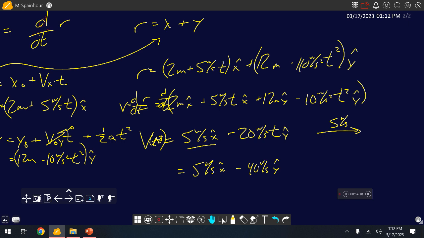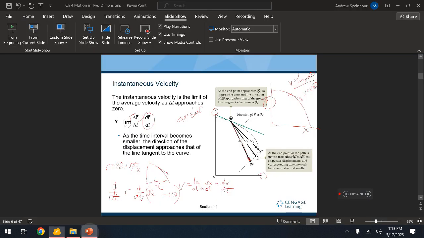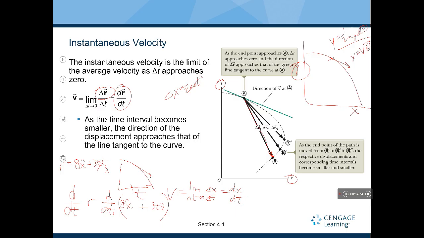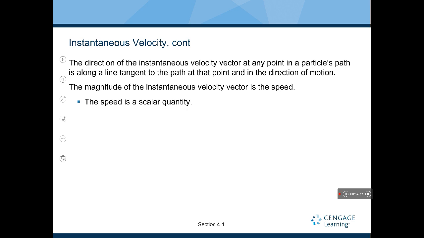And if I really wanted to find the polar form of this, what would I do with these two? Pythagorean theorem and inverse tangent. Make sense? Okay. So notation is a little bit different, but math stays pretty much the same. Let's go quicker. So direction of instantaneous velocity at any point of the particle path. Again, tangent. Tangent to the path at that point and in the direction of motion.